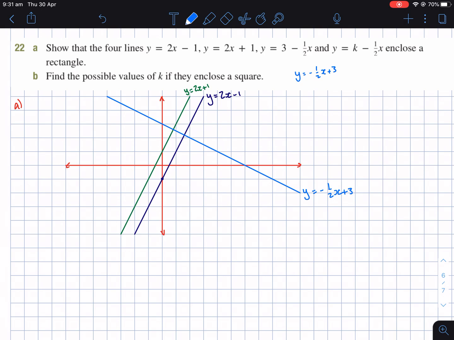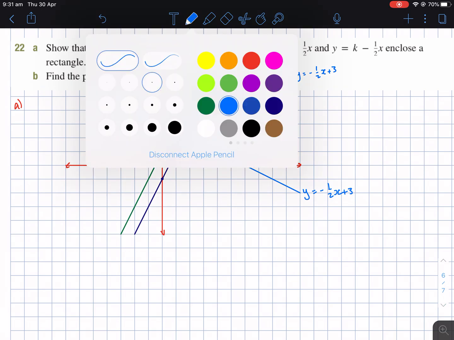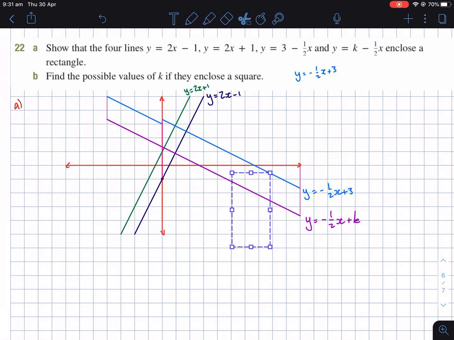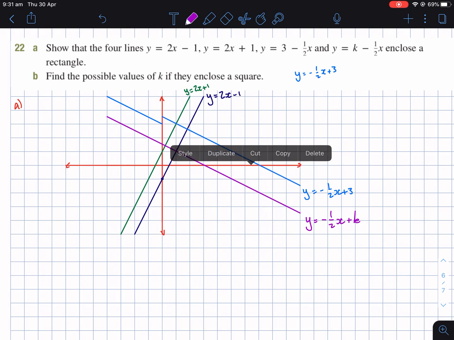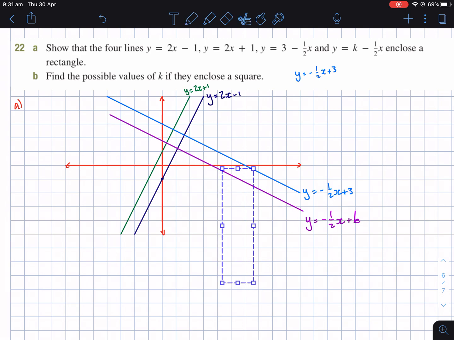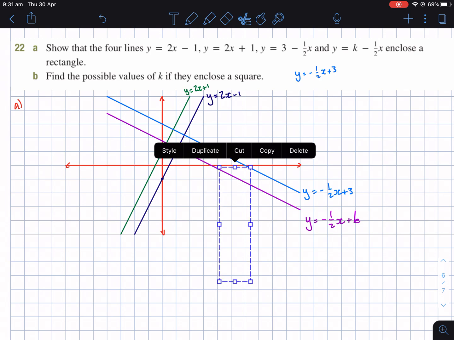And y equals k take a half x is going to be the same as the blue one, but it's moved up or down. That's coincidental that I've made it have the same y-intercept. So let me draw one that doesn't have the same y-intercept. There we go.